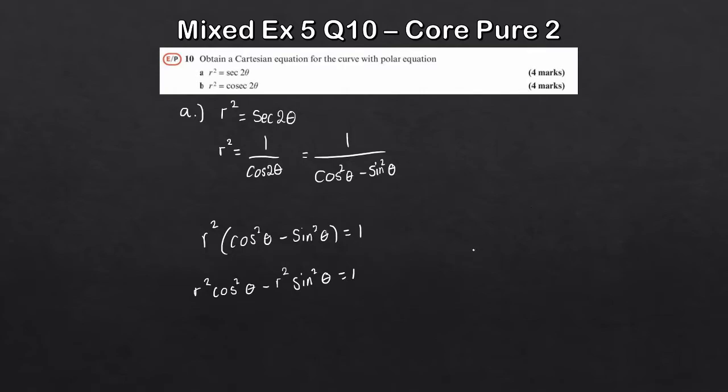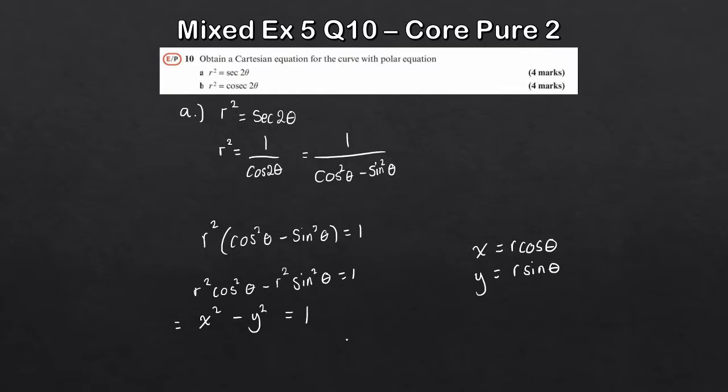And if we use the fact that x is equal to r cos theta and y is equal to r sine theta, it becomes a lot easier to see what's going on. If you square r cos theta, you'd get r squared cos squared theta, so that is essentially x squared. If you square r sine theta, you'd get r squared sine squared theta, which is just y squared. So this is x squared minus y squared is equal to 1.